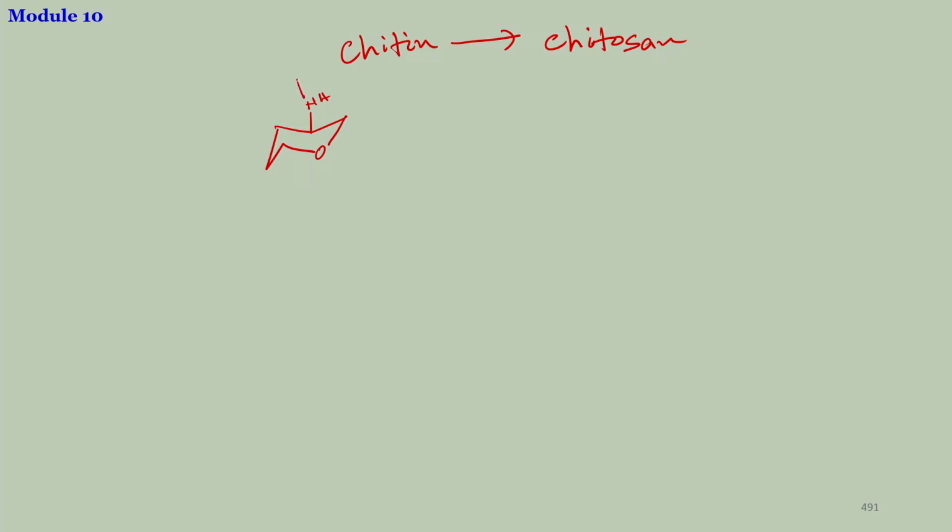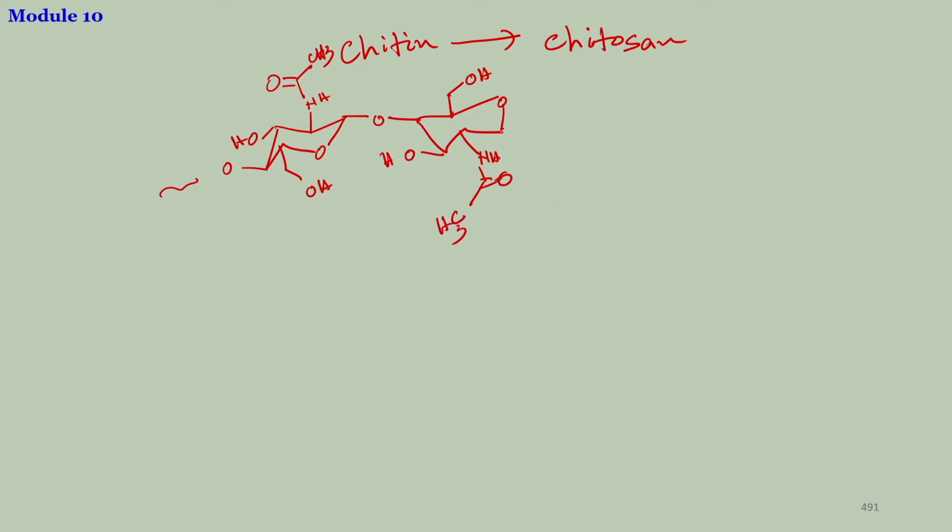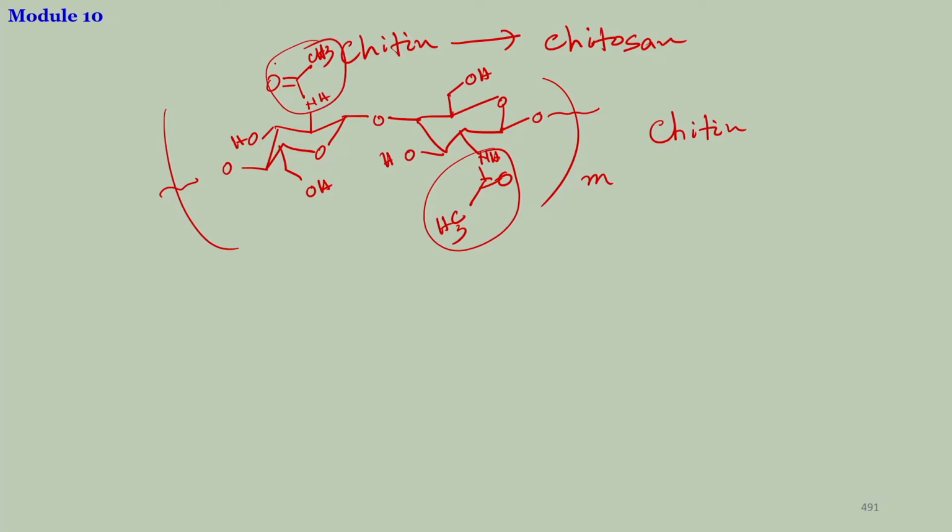NH, COCH3, OH, and this is your CH2OH. Here is OH, NH, CO, CH3, O, and so on. Polymerization of them. This is your chitin basically, which exists in N-acetyl formation, and that makes it very hard.